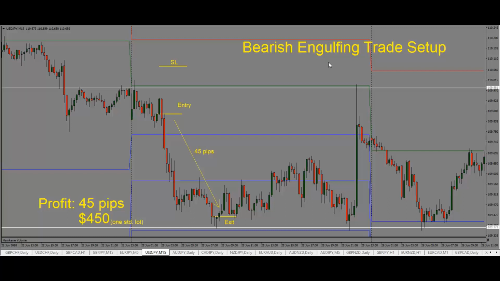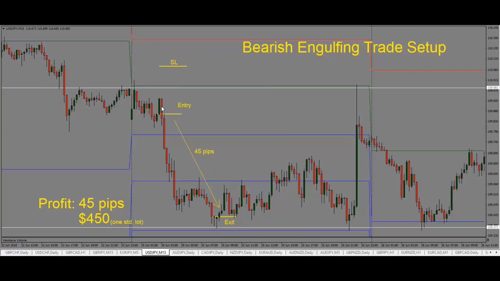Here we are looking at a bearish engulfing trade setup. This is a dollar-yen 15-minute chart. We see that the price is moving lower here. It pulls back into our daily pivot and then holds below this pivot point here. And then we see price trying to push higher. Immediately after that, we get a bearish engulfing candle close.